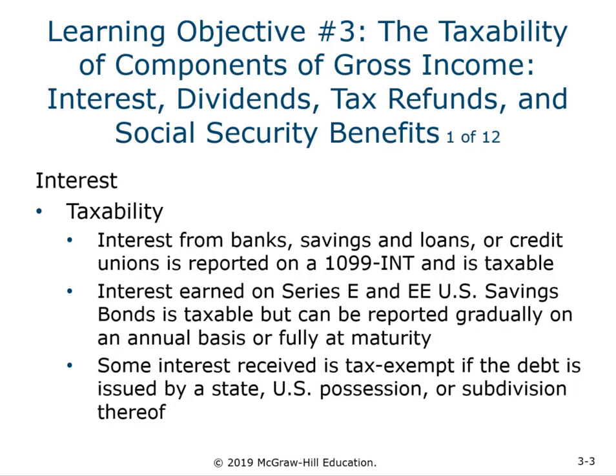First of all, U.S. Savings Bond Series E and EE have a little different issue in that they can be reported gradually or fully at maturity. So you have some choices. It's not that it's not income, but you earn it a little bit at a time and receive it at the end. So even though you're on the cash receipts method, you can have it as income each year, or you can wait till the end and report it all at once.